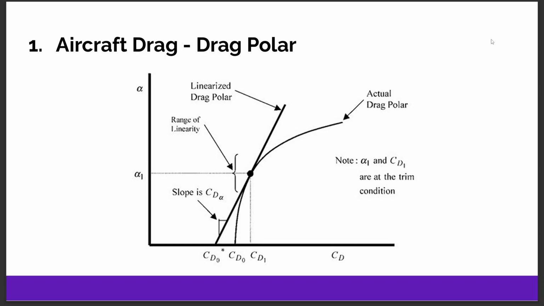Usually the drag polar is depicted as the lift coefficient versus the drag coefficient. But in this book, it's depicted as alpha versus the drag coefficient. And it essentially measures how sensitive to alpha your drag coefficient is going to be. And what we want to do here is to linearize the drag polar at a steady state alpha, in this case alpha 1, and then the slope of that curve is going to be equal to CD alpha. CD0 star can then be found graphically as shown at the bottom of the image.